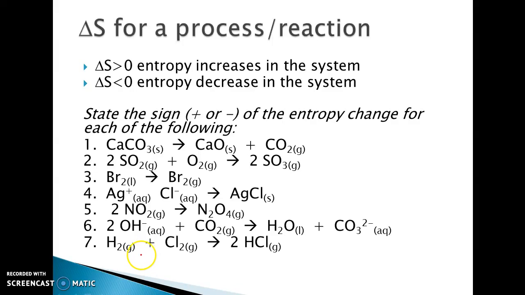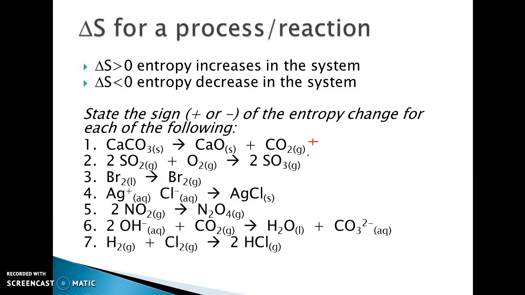I was just saying in the previous video that we're going to go ahead and work through these to see whether the sign of the entropy change is positive or negative. So I'm going to do the first one. Here we start with a solid, and it's decomposing to create another solid and a gas. You might recall that gas always has way more entropy than a solid. So that means there's much more entropy in the products, so the entropy change in that case is positive.